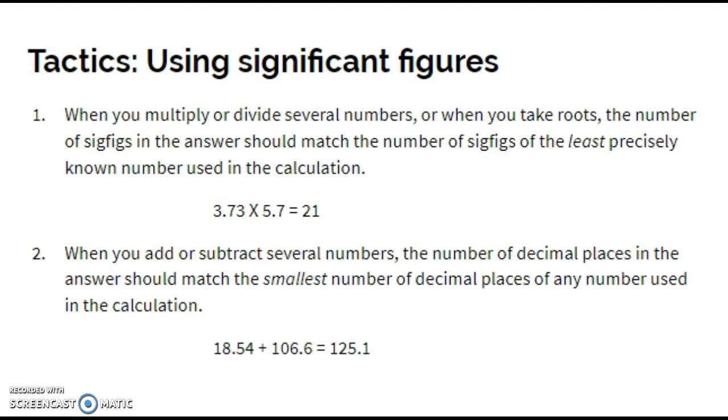Now, here are some strategies, or rules if you want to say, when using significant figures. I'm just going to quickly go through them. If you're multiplying or dividing numbers, you want to make sure that your final answer has the same number of significant figures as your least precisely known number in the calculation. So if we're dealing with this example here of 3.73 times 5.7, the least precisely known has 2 significant figures. So our answer here is 21. When adding and subtracting numbers, we have to worry about the number of decimal places. Our final answer should match the least precise value, which is going to be the smallest number of decimal places. So 18.54 plus 106.6. The 106.6 is least precisely known with 1 decimal place, so our final answer can only be as precise as 1 decimal place, so 125.1.